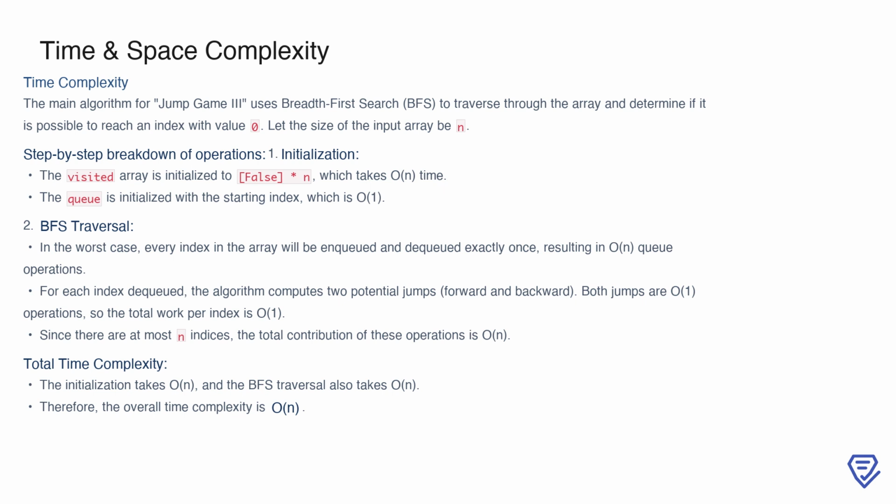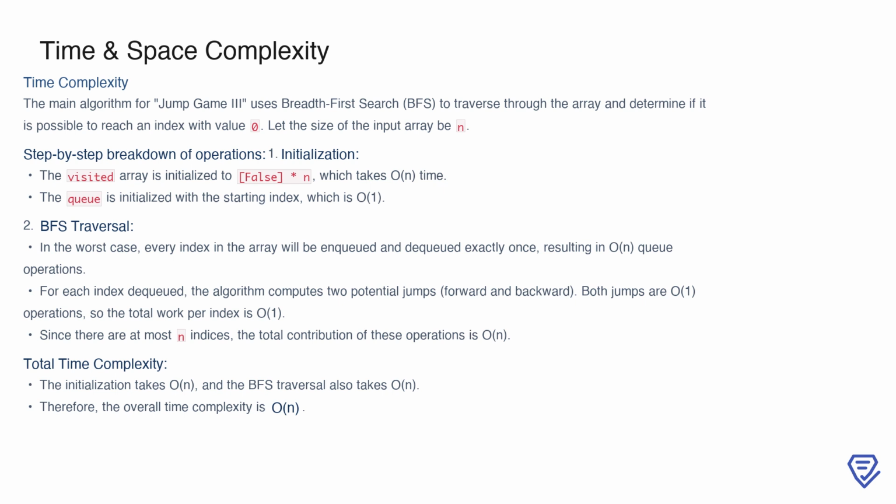To analyze the time complexity of our solution for Jump Game 3, we start by breaking it into two main components, initialization and the BFS traversal. During initialization, we create a visited array with n elements, all set to false. This operation requires O(n) time since we have to iterate through the entire array. Additionally, the queue is initialized with just the starting index, which is a constant time operation, O(1).